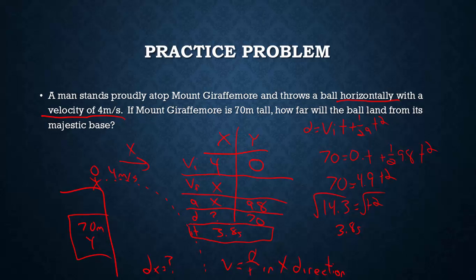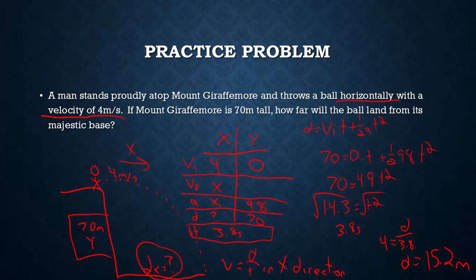So now I can use this time that I just calculated and put it into the average velocity equation. So v equals d over t. V was 4 meters per second, d is what we want, and t is 3.8. So d equals 4 times 3.8, and that is 15.2 meters. So the distance that the ball was thrown out in the x direction is 15.2 meters.